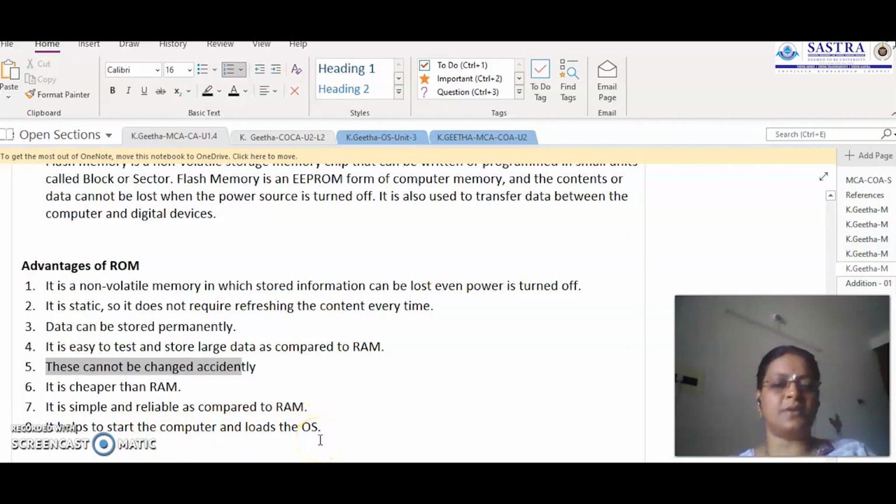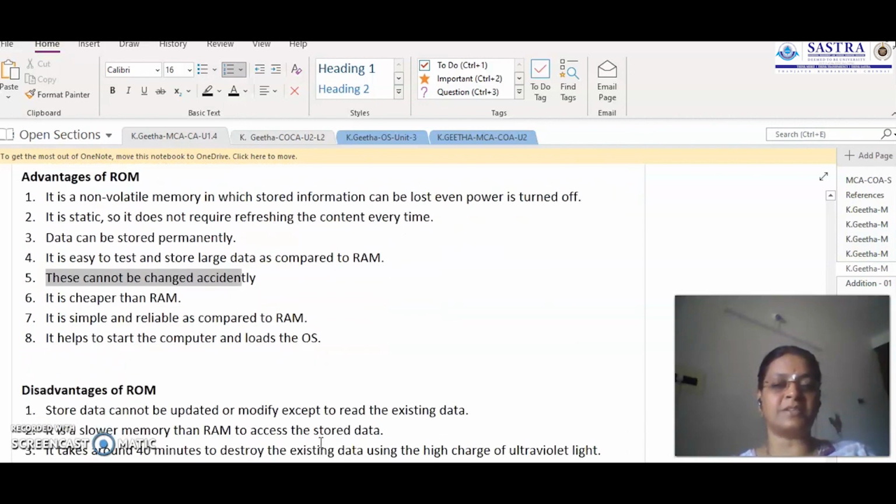Usually this read-only memory holds some fixed routines which are generically used for all computers, especially the BIOS routine, the power-on self-test routine, the basic input output system routine, and all the booting process will be stored in this read-only memory.